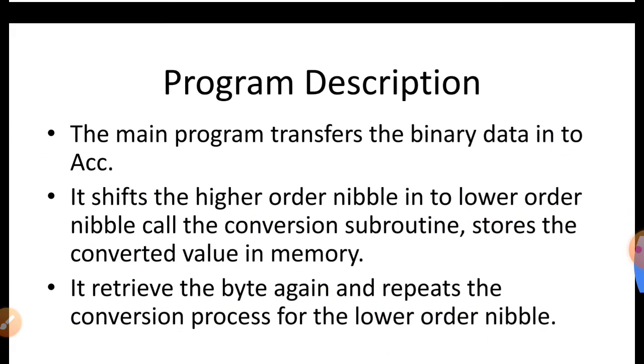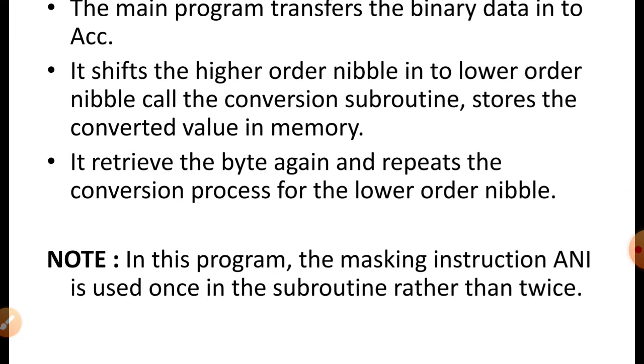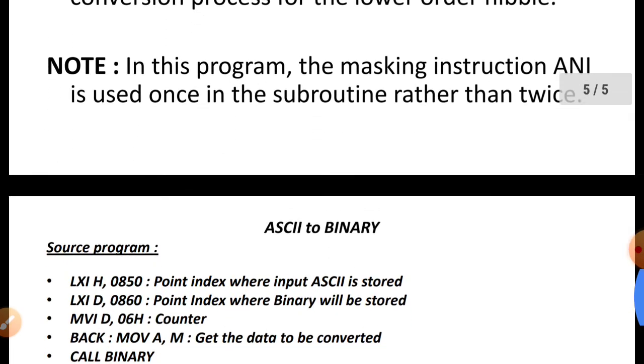Now this is the program description. The first one is the main program transfers the binary data into the accumulator, which is the purpose of the main program. Then it shifts the higher order nibble to the lower order nibble, calls the conversion subroutine, and stores the converted value into the memory. It retrieves again the same byte and repeats the conversion process for the lower order nibble. So in this program, the masking instruction, ANI, is used only once, and with the help of that we are able to do the operation twice.